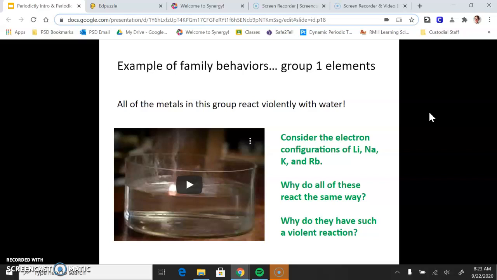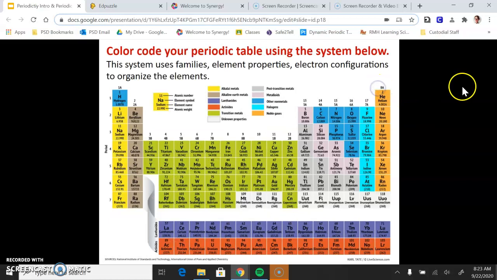But it's really an interesting set of patterns in that family, and it kind of starts to make sense with the electron configurations. So take a sec, pause the video, color code your periodic table using the system below. So these families that are shown in the middle: alkali metals, alkaline earth metals, lanthanides, actinides, transition metals, post-transition metals, metalloids. Metalloids are cool because they kind of act like metals, they kind of act like nonmetals. Sometimes people call them semi-metals.